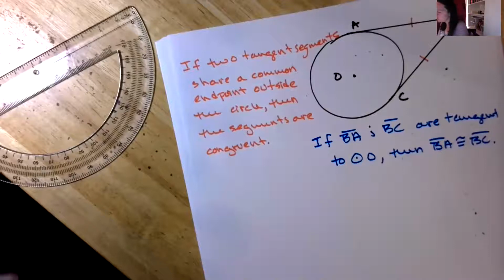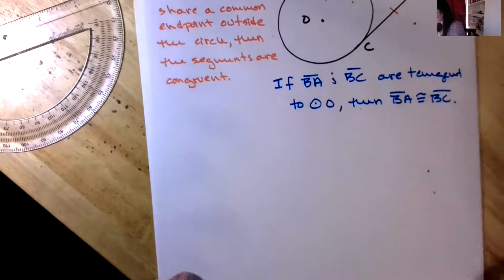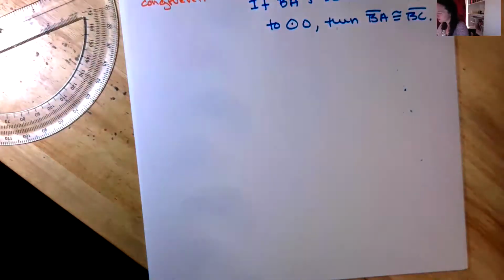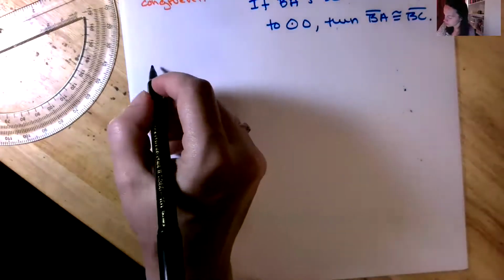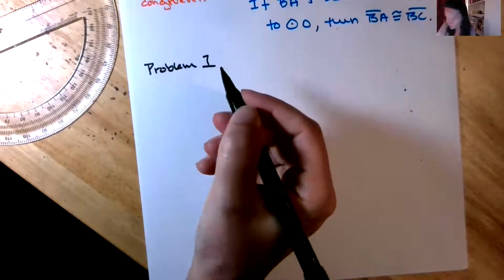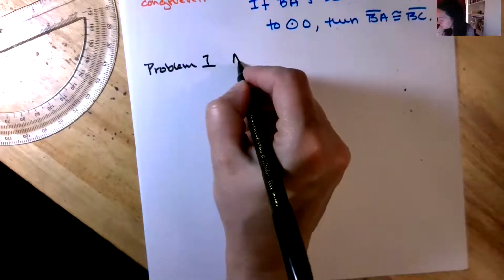Okay. Also, tangents have special relationships to angles inside of circles. Let's take a look at the special types of angle relationships we can find. So this is in problem 1. We're going to look at angle measures.